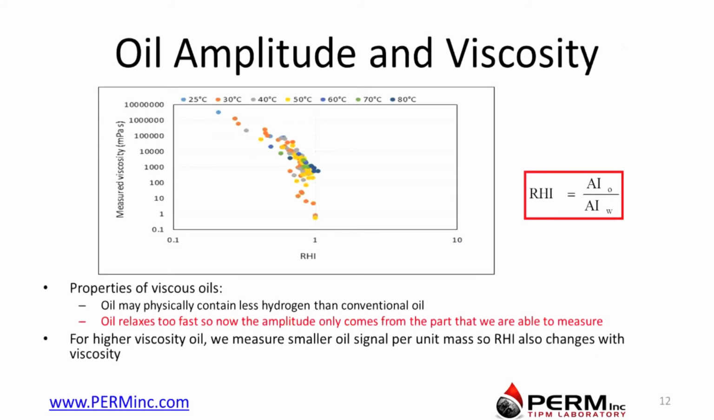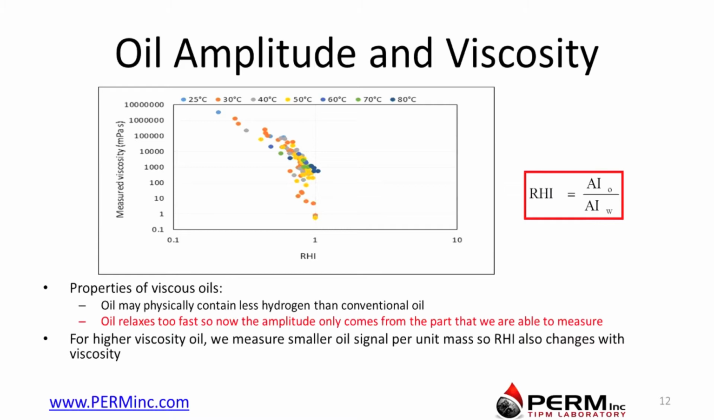The good thing, though, is that we're not only measuring the viscosity of the oil, we're also measuring its amplitude index, or its amplitude per gram. And what we're plotting here is what we call the normalized amplitude index, or the relative hydrogen index, which is the amplitude index of oil divided by the known constant amplitude index of water. So again, when we're at low viscosity fluids, the RHI is approximately equal to 1. The signal from oil and the signal from water are very similar.